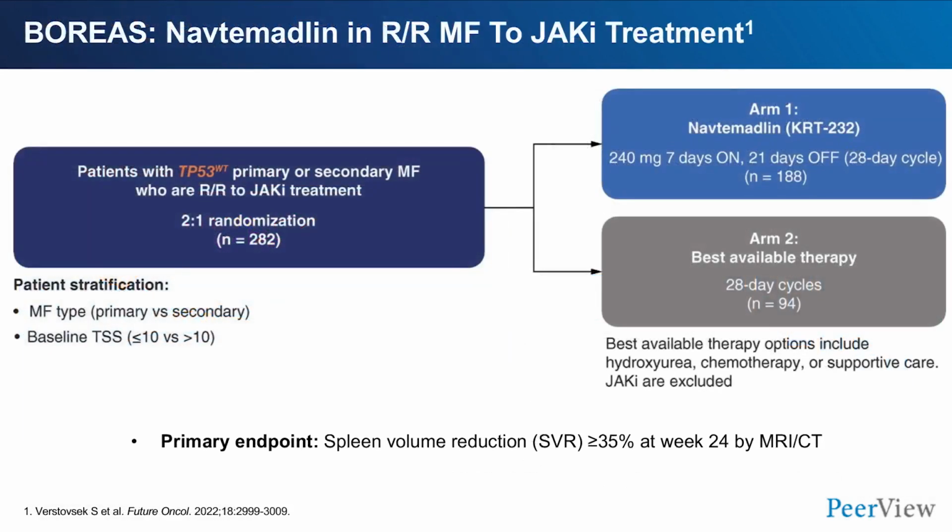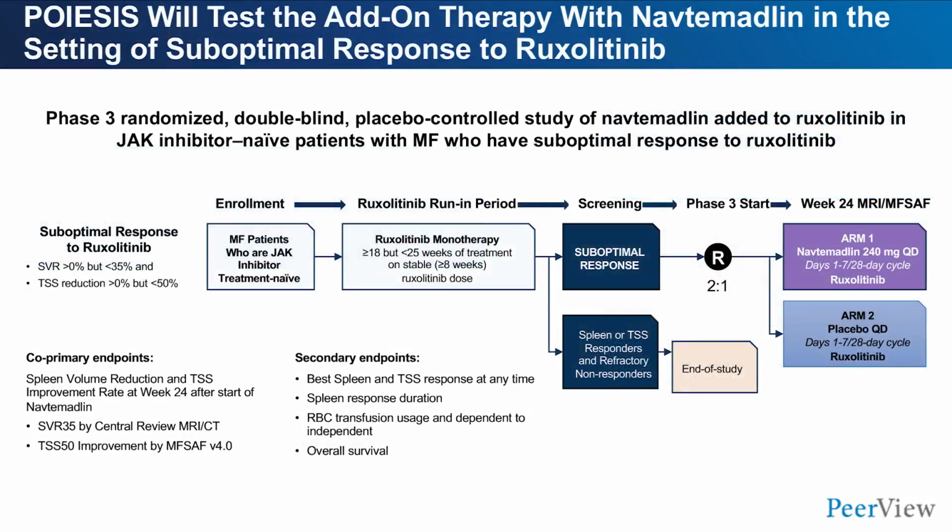So this is really for patients, again, with wild-type P53, with primary or secondary myelofibrosis who are resistant or refractory to JAK inhibitor therapy. 2-to-1 randomization, navtemadlin, this used to be called Cartos, and you can see it's 7 days on, 21 days off, 28-day cycle trial, 240 milligrams compared to best available therapy. So this one is going to be very interesting to watch.